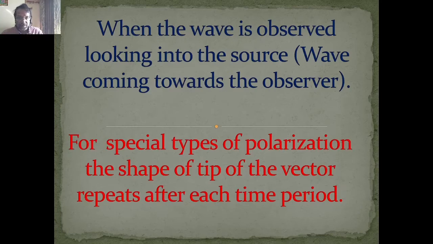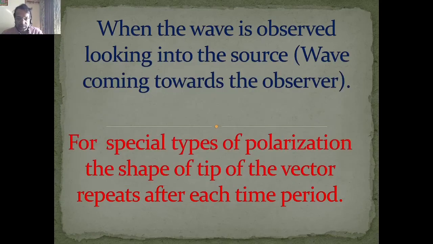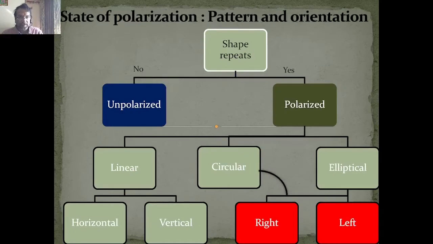So what is polarization of wave? We have to look at the shape of the vector, and as a function of time it repeats over each time period. So that shape is what we call polarization. If the shape does not repeat, we call it unpolarized light, and if the shape repeats after every time period, then there are three special cases: linear polarization, circular polarization and elliptical polarization. And for linear polarization, two more special cases, that is horizontal polarization and vertical polarization.